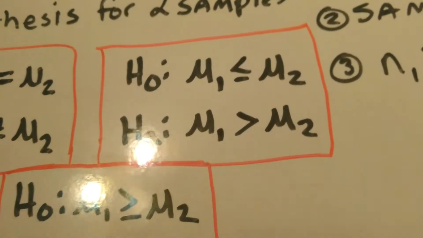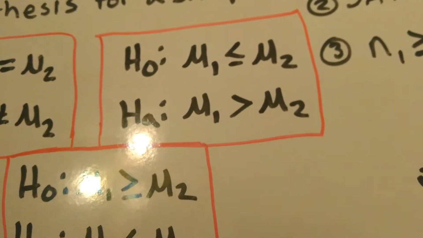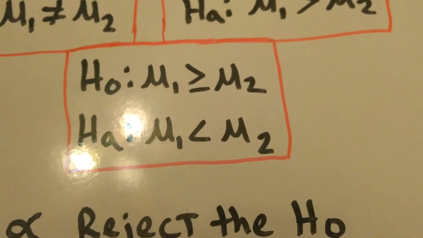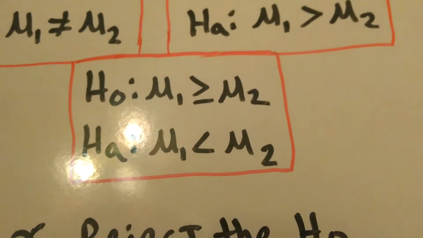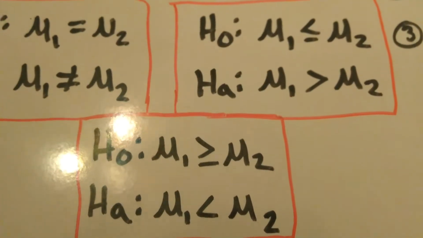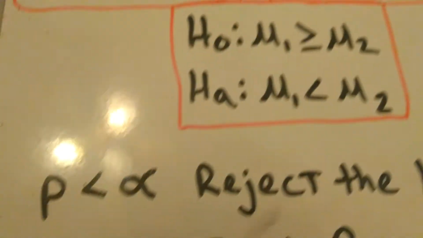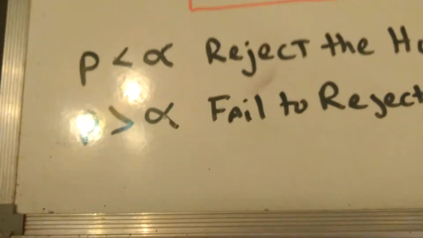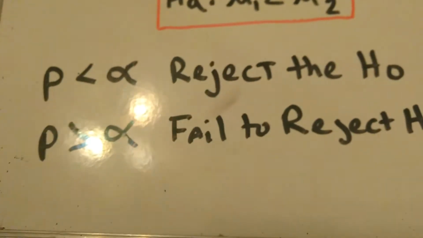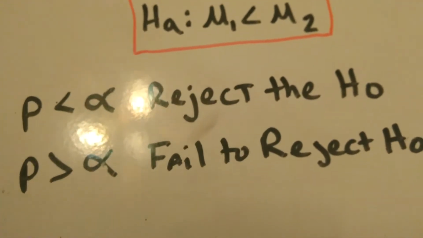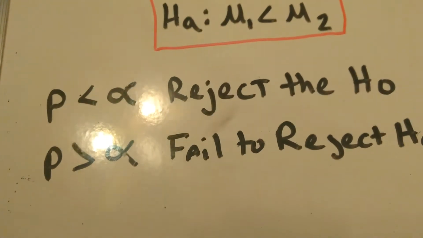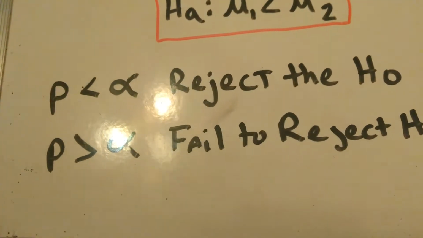If the null hypothesis says less than or equal to, then the alternative says greater than. If the null hypothesis says greater than or equal to, then the alternative is less than. It's the same three combinations that we've had before. They don't change. Also remember that same process: if p is less than the alpha that we're given, we reject the null hypothesis. If p is greater than the alpha, we fail to reject the null hypothesis.